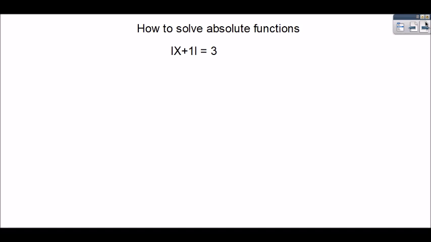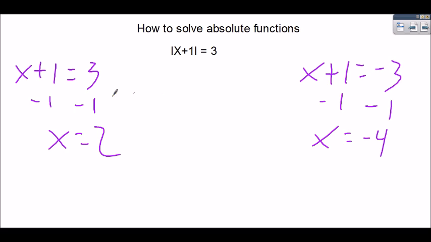Because this 3 could represent 3 units to the right or 3 units to the left, we have to rewrite this absolute value twice, once for the positive and once for the negative. What I do is I rewrite the inside exactly the same, and then the equal side I do as a positive and a negative, and I solve for x. The two numbers I could plug in for x to get an absolute value of 3 are 2 and -4.